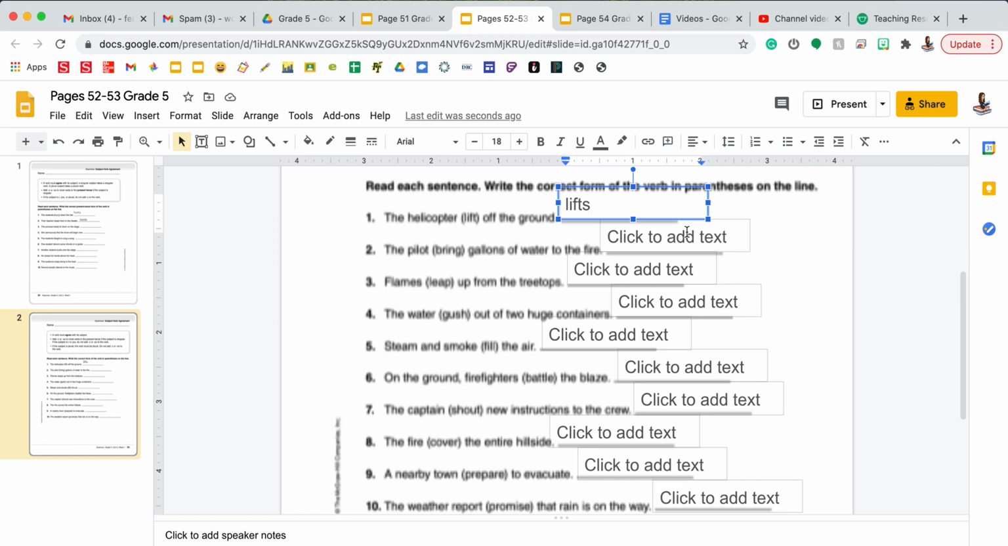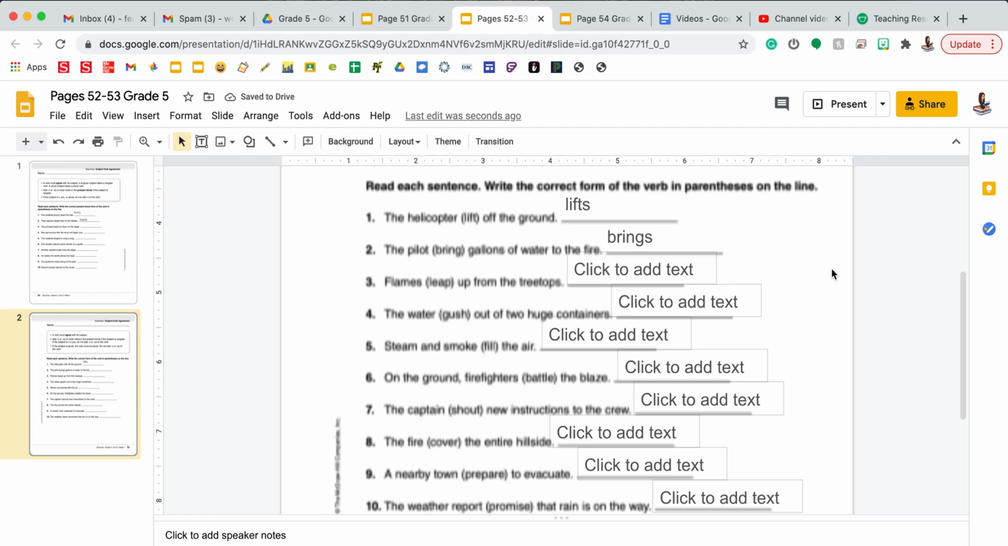Number 2 says, the pilot bring gallons of water to the fire. Because pilot is singular, I need to add an s to the end of bring. The pilot brings gallons of water to the fire. Pages 52 and 53 again are assigned and due on Wednesday.